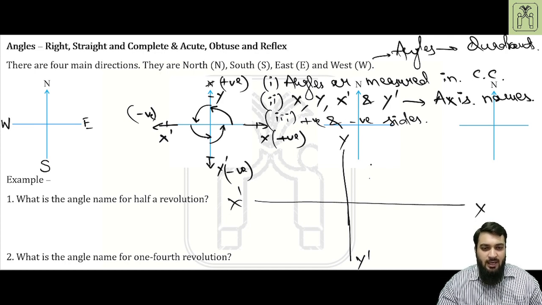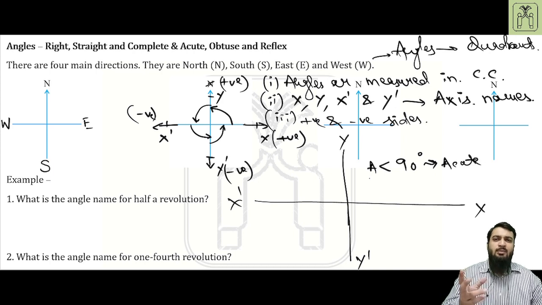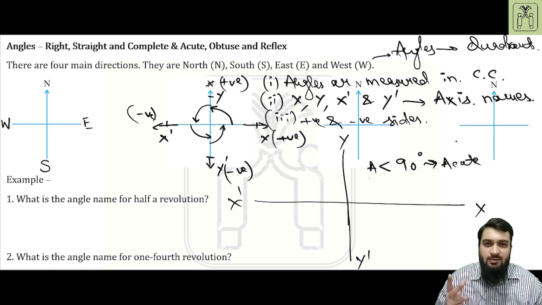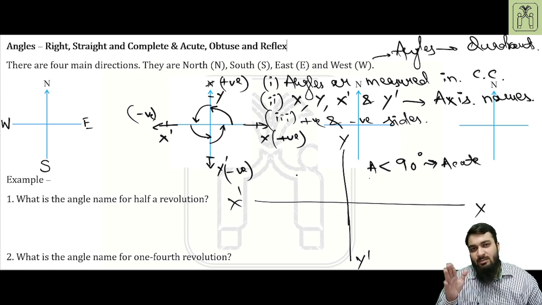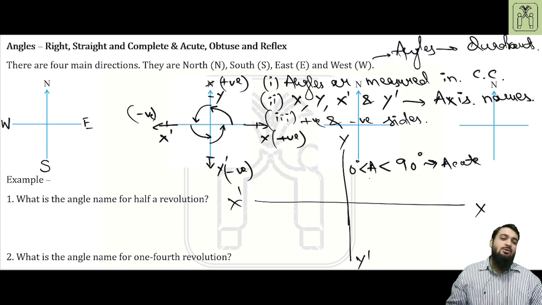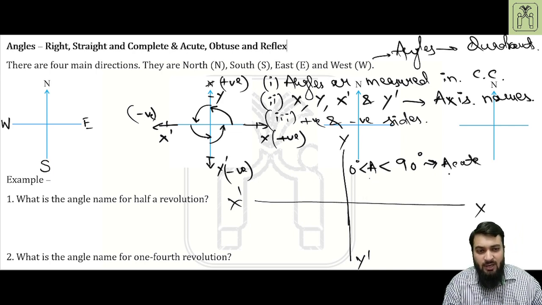Okay. So when an angle is, I will write A as an abbreviation for angle, when an angle is less than 90 degrees, then it is known as an acute angle. What is the dictionary meaning of acute? Acute means something which is small in the earlier stages. Acute means an angle which is less than 90 degrees and greater than 0. So this is the definition of acute angle. You can also remember it by the dictionary meaning of acute.